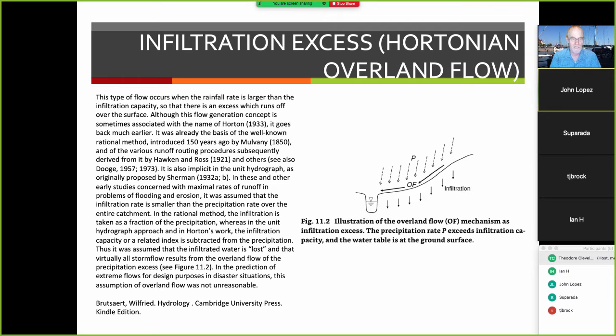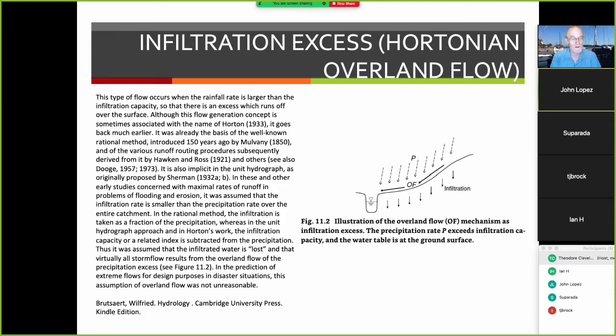Although this flow generation concept is associated with the name of Horton, 1933, it goes back much earlier. It was already the basis of the well-known rational method introduced almost 2 centuries ago by Mulvaney, and the various runoff routing procedures later on derived by Hawken and Ross and others. So see also Dooge 1973. Dooge 1973 is a copy of that's on the server. It's also implicit in the unit hydrograph as originally proposed by Sherman in 32.